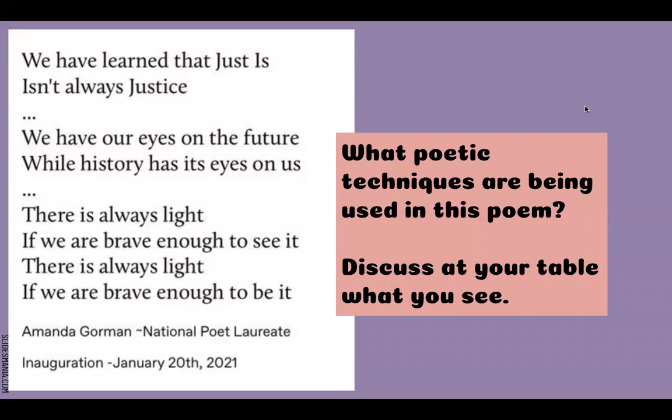Okay, we're going to take a look at this poem by Amanda Gorman, and we're going to try and figure out what poetic techniques she uses in this poem. It says to discuss at your table, but I want you to just think about it and I'll chat with you about it. The poem says, we have learned that justice isn't always justice. We have our eyes on the future while history has its eyes on us. There is always light if we are brave enough to see it. There is always light if we are brave enough to be it.